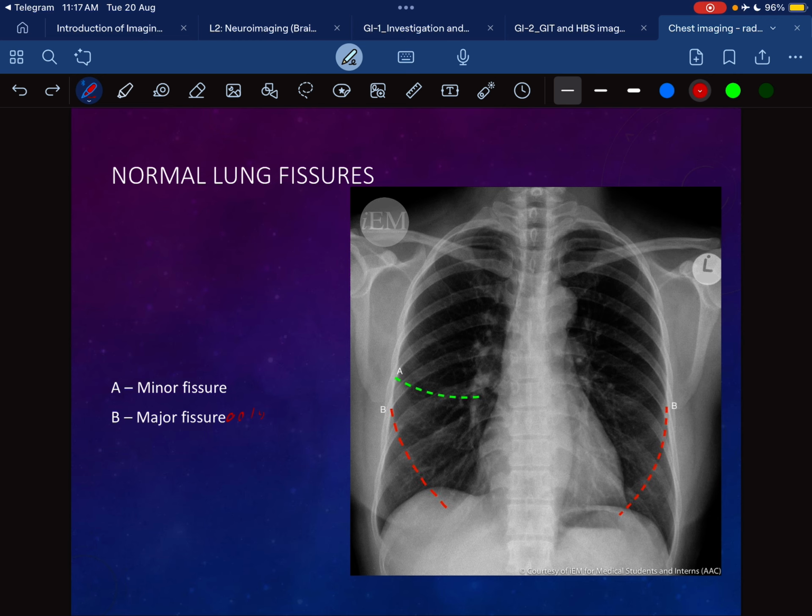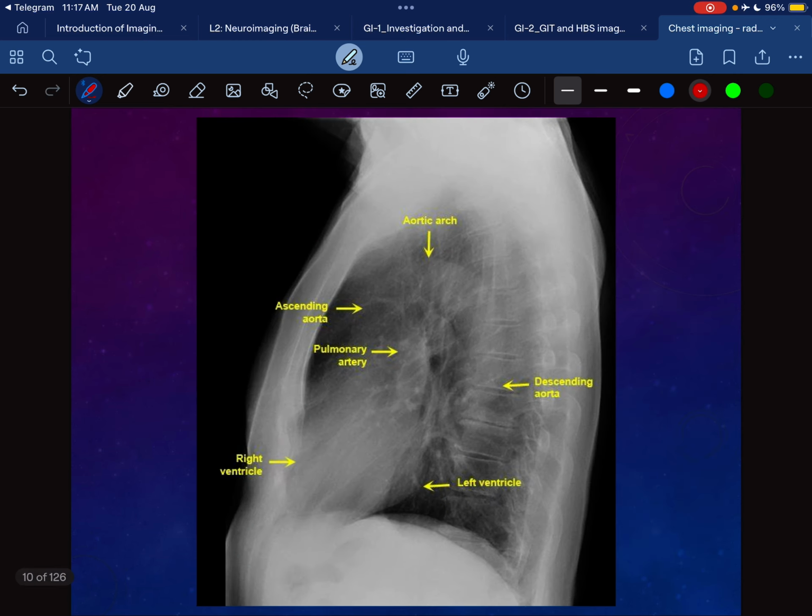On the lateral chest X-ray, you have the right ventricle anterior, the left ventricle posterior, and then you have the aortic arch, ascending aorta, transverse aorta, and descending aorta. And at the center are the pulmonary arteries, and at the center is the hilum of the mediastinum.